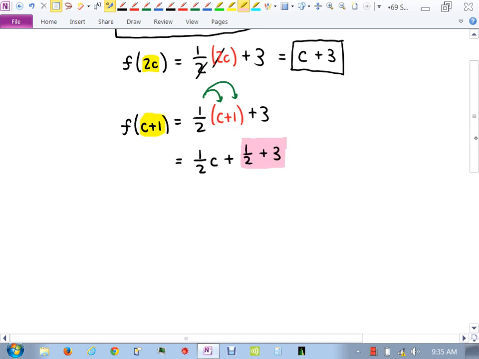Okay, now 1/2 plus 3. Let's do that real quick. How do you do 1/2 plus 3? You write it as 3 over 1, right? Get a common denominator, which is 2. So multiply top and bottom by 2. On the right, you multiply the fraction 3 over 1, 2 on top, 2 on bottom, and then add straight across. 7 over 2. Keep the denominator the same. So we will have 1/2 c plus 7/2.